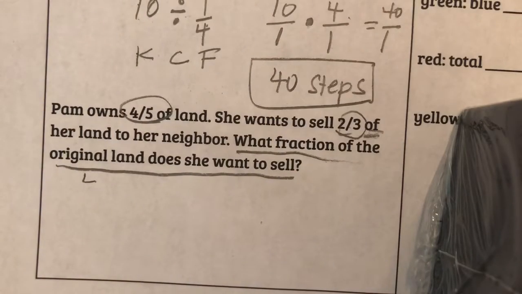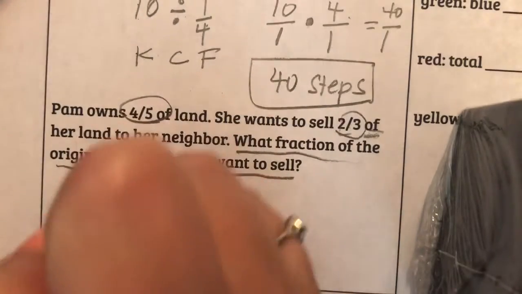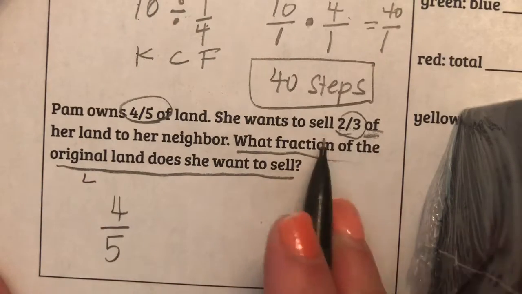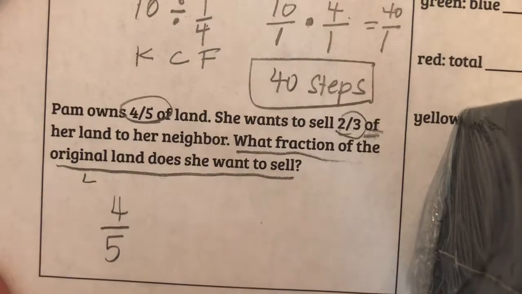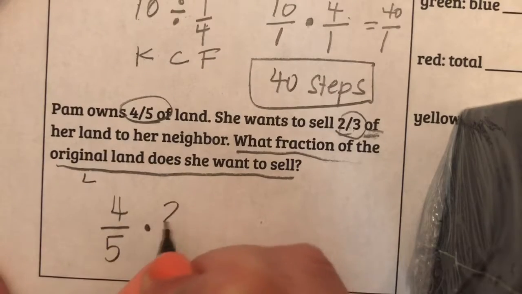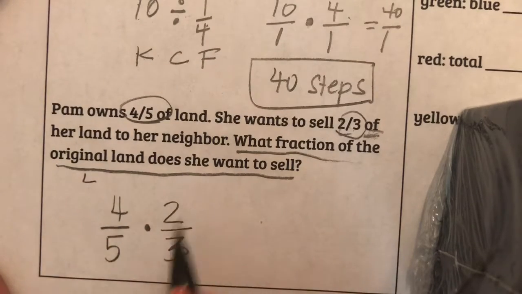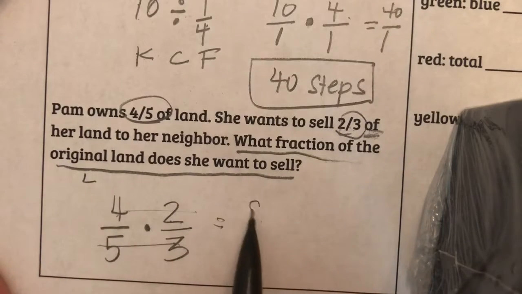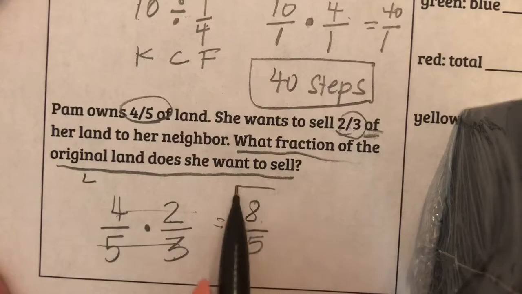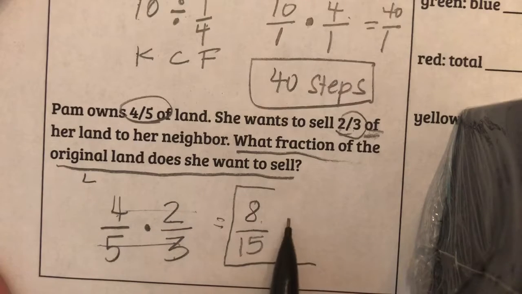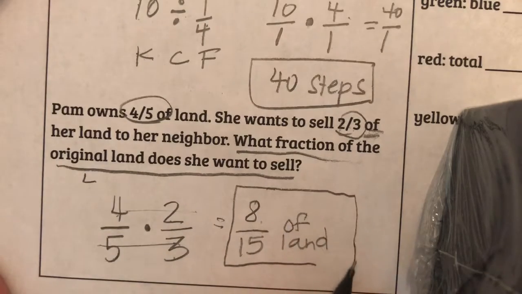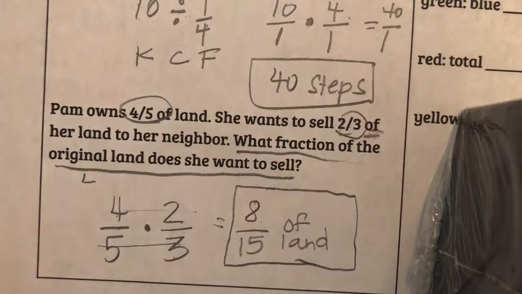Whoop, had a little pencil malfunction. So 4/5, 2/3 of. Anytime I see a fraction of, I know that means multiplication. Multiply means I'm just going to go straight across and get an answer over here. 4 times 2 is 8. 5 times 3 is 15, 8/15, and I don't really have a unit here, so I'm going to put of land, even though we probably know that they're talking about acres or square mile. I don't know. Who knows?